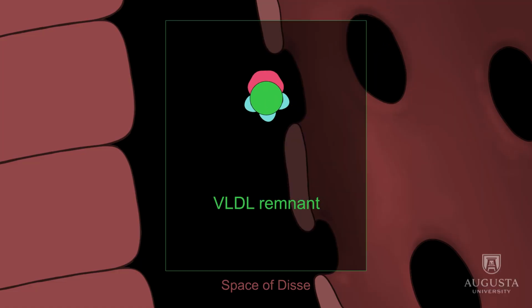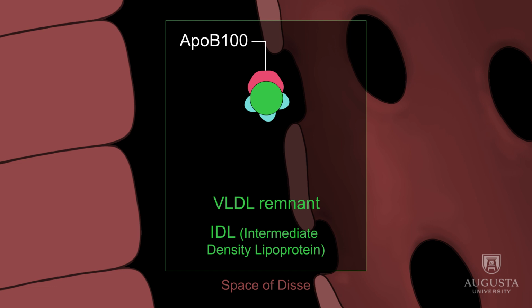We begin with a VLDL remnant particle, also called IDL, intermediate density lipoprotein, within the space of Disse of the liver. It has one molecule of ApoB100 and a few molecules of ApoE. The triglyceride to cholesterol ratio is approximately 1 to 1.